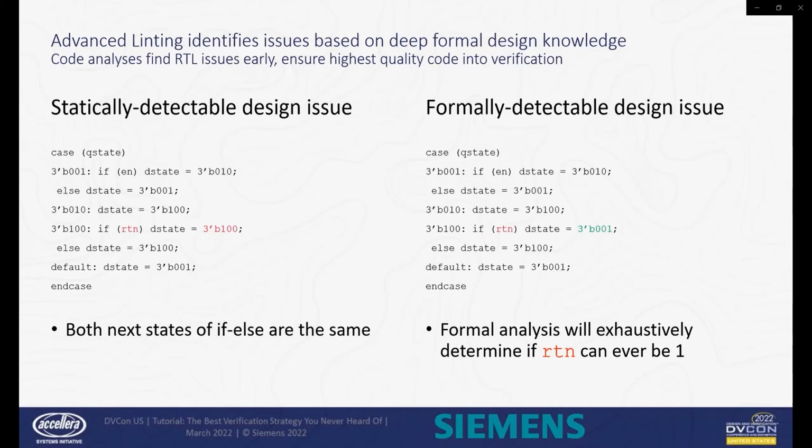The code on the right, however, may still not be free of deadlock. Notice that the code has changed in the if clause from B100 to B001. Therefore, a deadlock may not be possible, and a static linting tool would not flag an issue. However, whether or not there is a deadlock depends on whether or not the signal RTN can ever be a 1. If it's always a 0, there is still a deadlock. Deep functional analysis in advanced linting tools will exhaustively analyze the state machine to determine if RTN can be a 1 to break the deadlock.